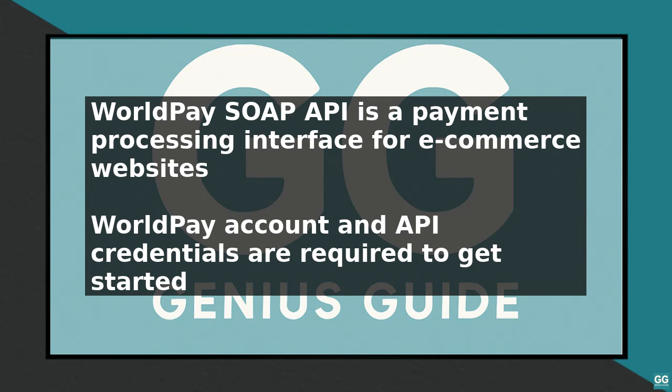The WorldPay SOAP API is a payment processing interface that allows merchants to integrate their e-commerce websites with WorldPay's payment gateway. To get started, you will need to have a WorldPay account and obtain a set of API credentials, including a client ID and a client secret.